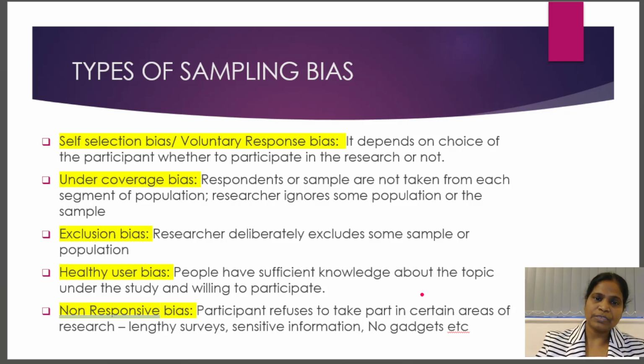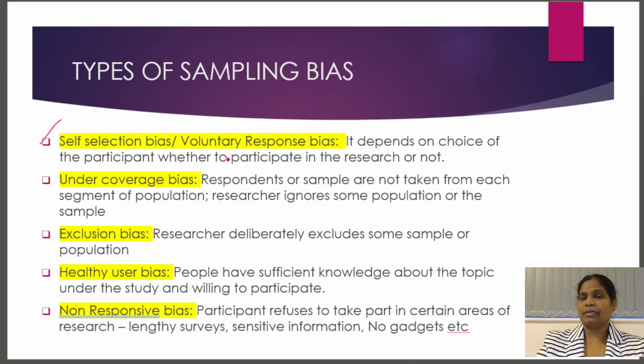Coming to types of sampling bias. First one, self-selection bias or voluntary response bias. Here it occurs because it depends upon the participant. The participant has a choice. He might be required to be involved in the study, but the participant might refuse to be involved, because it's the participant's choice whether to be involved or not. So that bias is called self-selection bias or voluntary response bias.